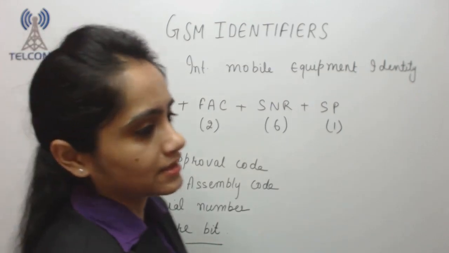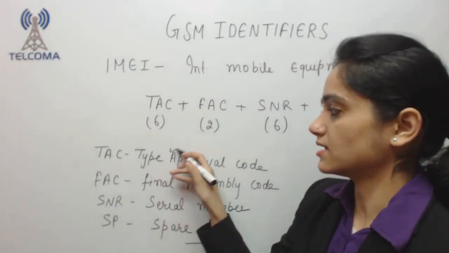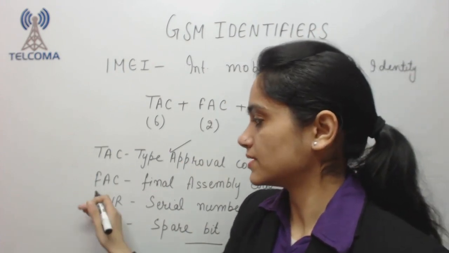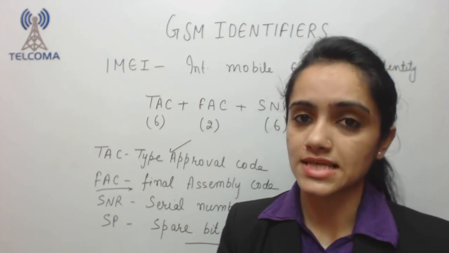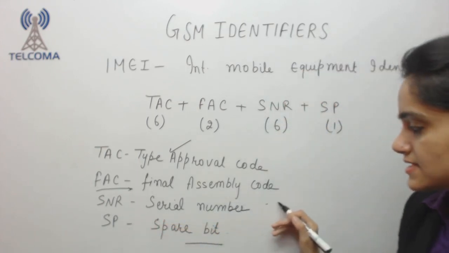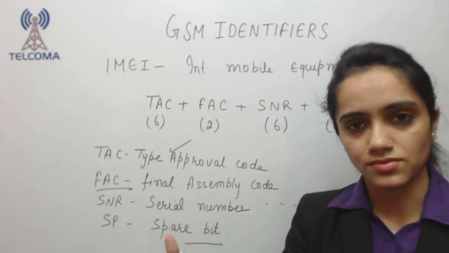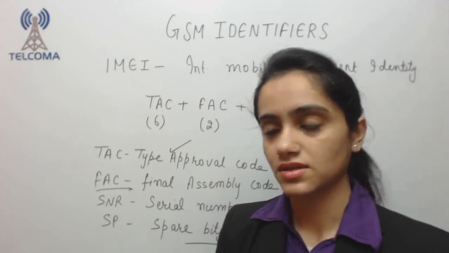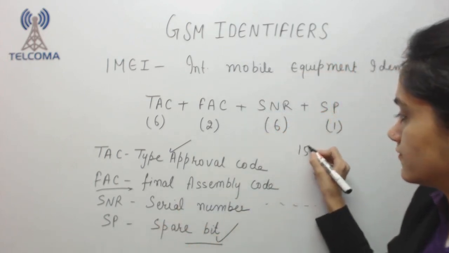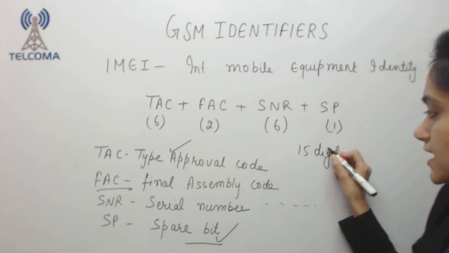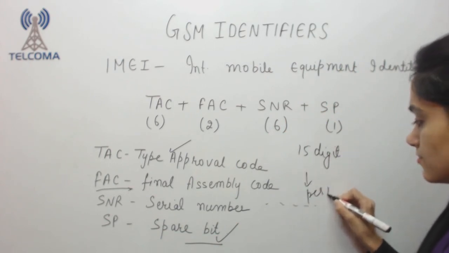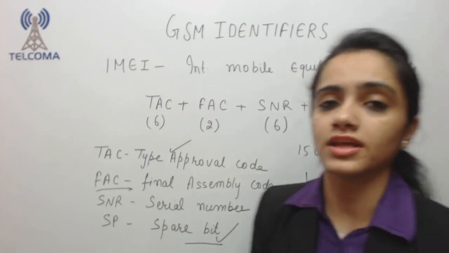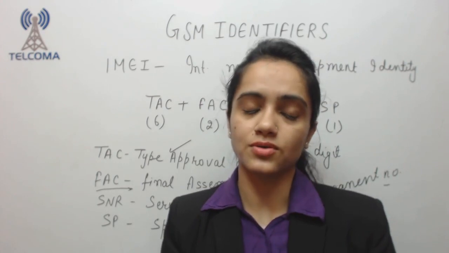So in the IMEI number, type approval code will represent the type of the device that we are using. Final assembly code will represent the area code where the phone is assembled. Serial number is basically the serial number of the handset that we are using, and then we have a spare bit. If we want to increase, we can use it. So in total this is of 15 digits. And again, this is our permanent number, not a temporary one as in the case of TMSI. So this is about GSM identifiers.